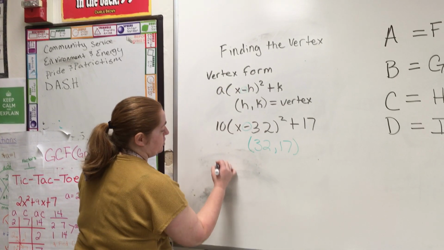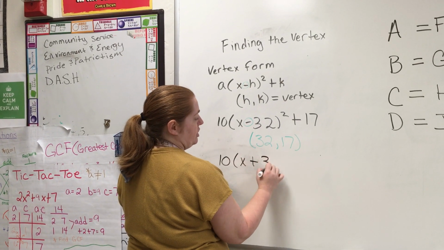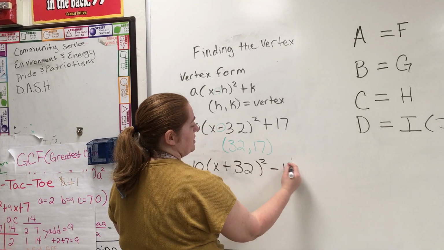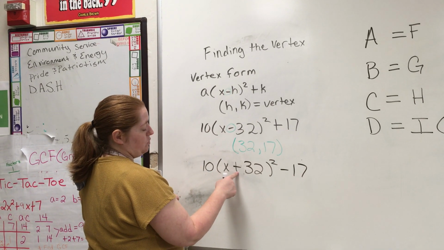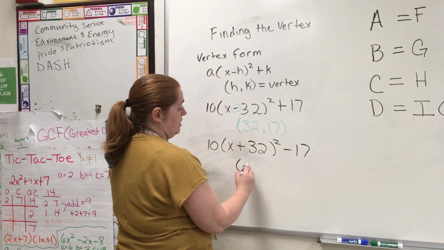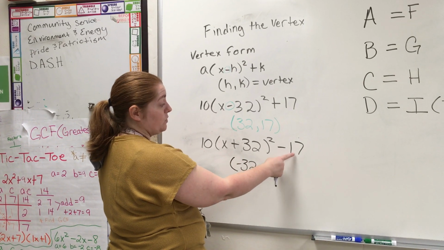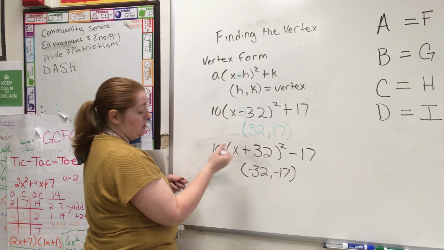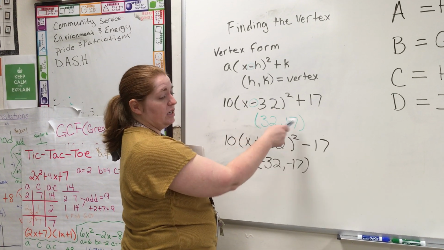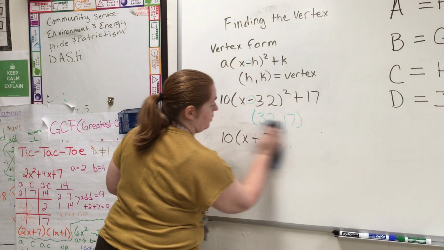But if I was to have the exact same problem, but adding 32 squared and subtracting 17, this, remember, does the opposite of what it says it's going to do, because it's the middle child. It's negative 32 and negative 17, because k does what it says it's going to do, but h does not. So remember, when you're dealing with vertex form, this is how we find the vertex from vertex form. So that was just a quick review.